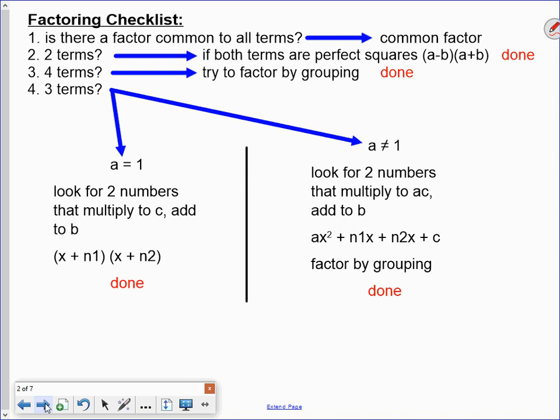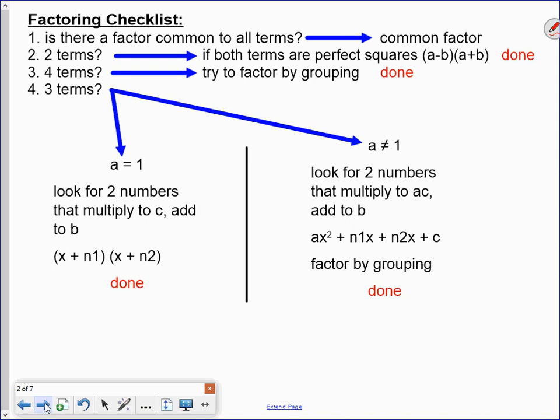Now, if what you have has 2 terms in it, you could check to see if this is a difference of squares, if both of the terms are perfect squares. Then, after you've factored it as a difference of squares, you'd be done factoring. If the thing that you have has 4 terms in it, you could try to factor by grouping. If you're able to factor it by grouping, then you'd be done. If the thing that you have has 3 terms in it, then you know it's a trinomial and you're going to try to factor it using one of these 2 strategies.